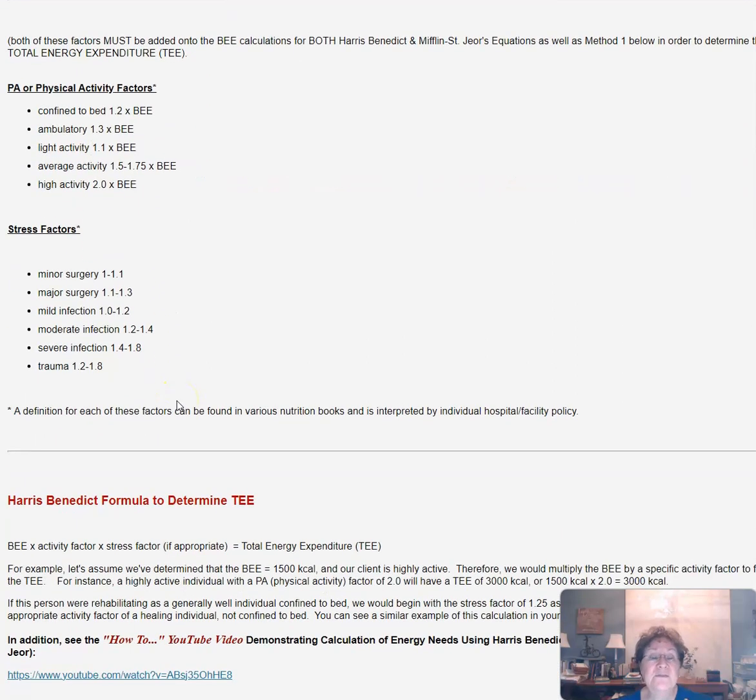All right, and then we have stress factors. And so you can see these tend to be a range of 1 to 1.1 for minor surgery, or 1.1 to 1.3 major, and so on. This summer, you may find use of these stress factors, and your site may also have standards that they use for particular medical stresses, and you'll want to comply with using those.